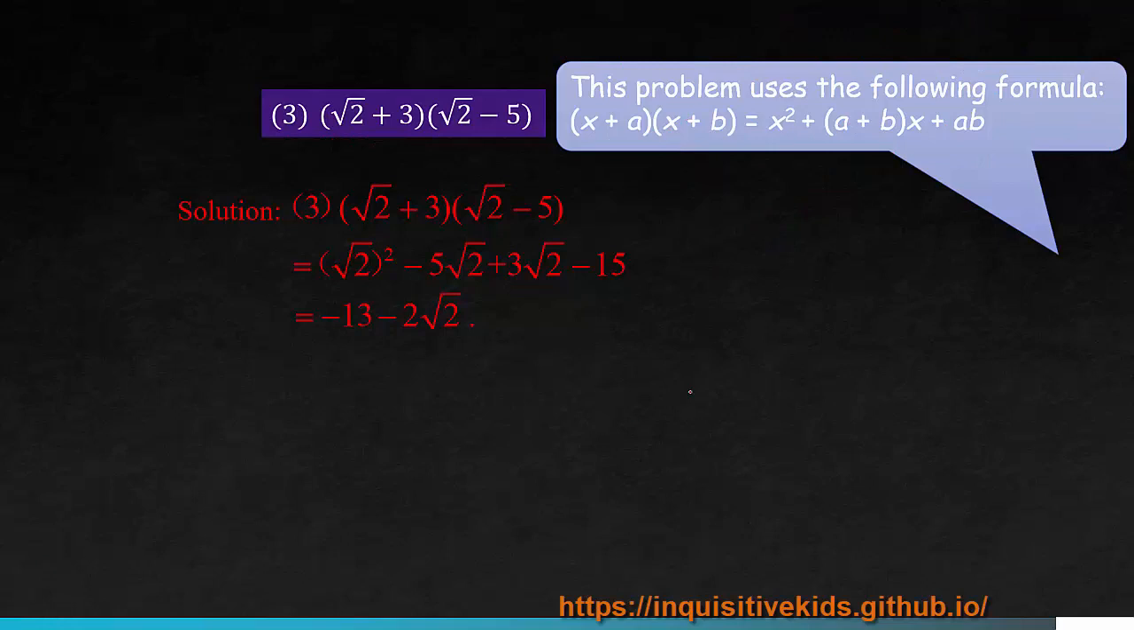This problem uses the following formula. x plus a times x plus b equals x squared plus the sum of a and b times x plus ab. If you want to, you can try to memorize this. And later on, when you're solving a polynomial times a polynomial like this, you can just apply the formula. What's special about this is that you can see one of the two terms are the same. So that's how you're going to be able to use this formula.